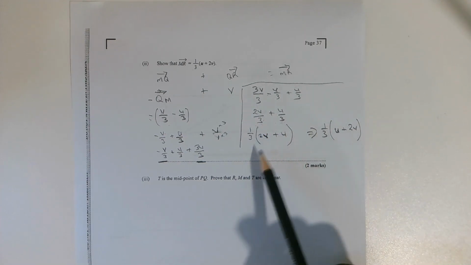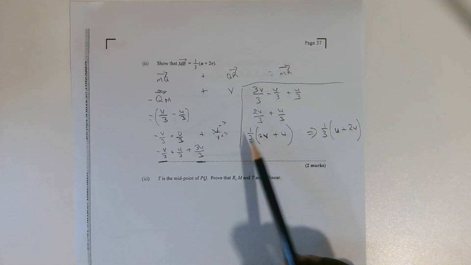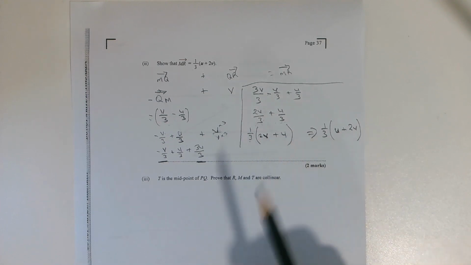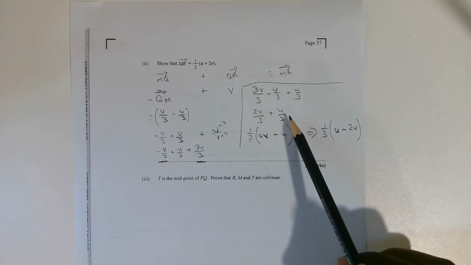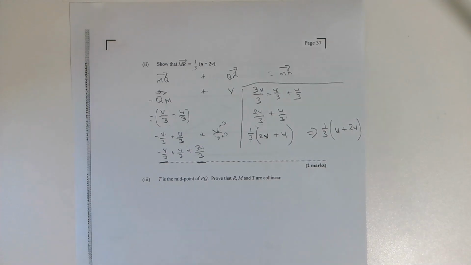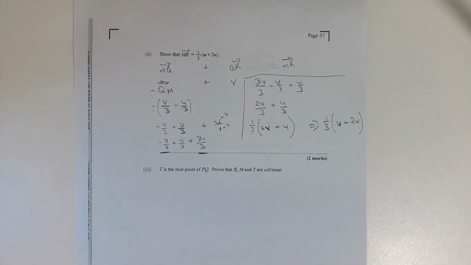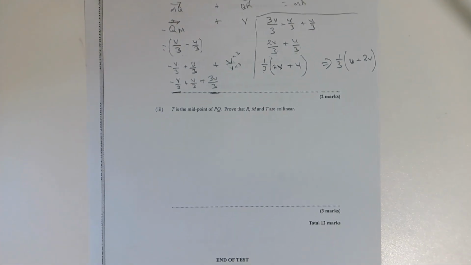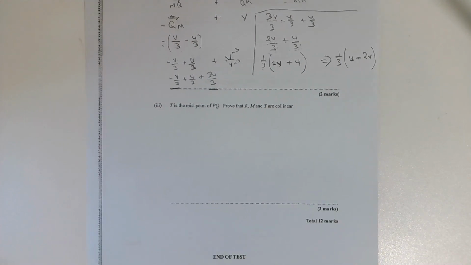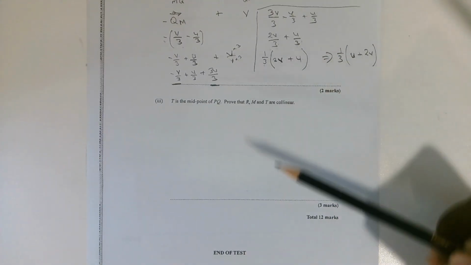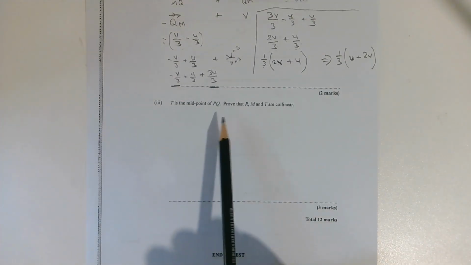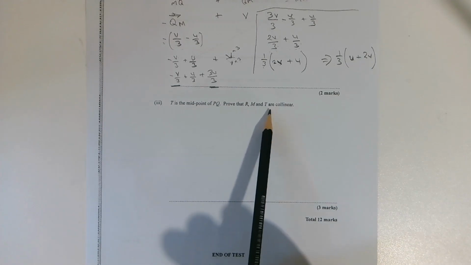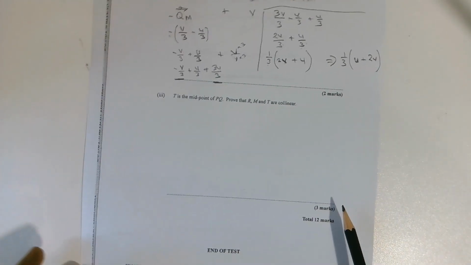And if I multiply a third by everything in the bracket, 2v plus u, I'll get back my initial equation, which is 2v over 3 plus u over 3. Then finally, it said T is the midpoint of PQ. Prove that R, M, and T are collinear.